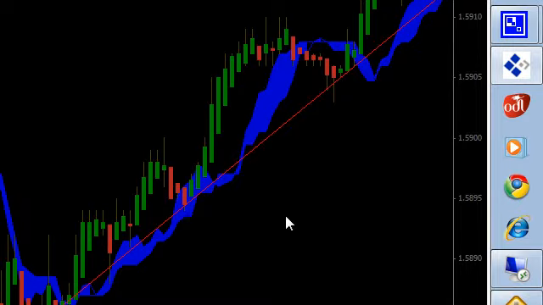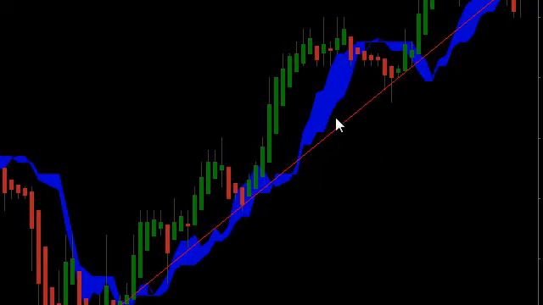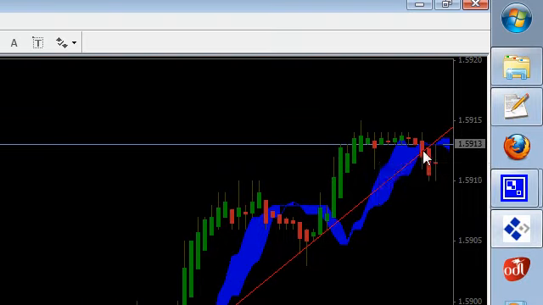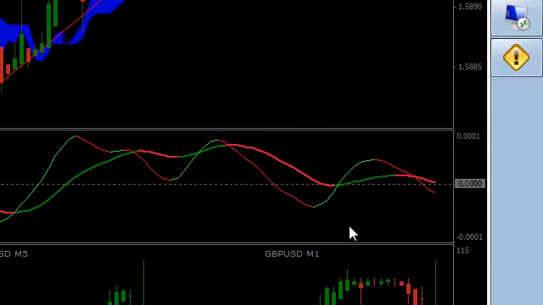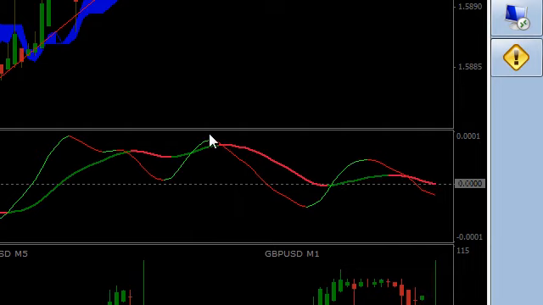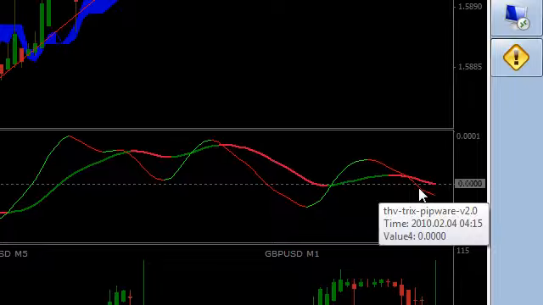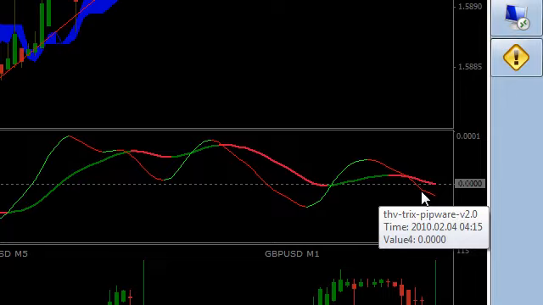So what we're seeing is the trend line's been breached, the cloud's been broken, we've had a close below the cloud. This is on the M1 time frame. We're playing off the fact that there was bearish divergence here. I've entered the trade because we've got a cross of the fast tricks with the slow tricks. So now we just got to see whether the trade develops.